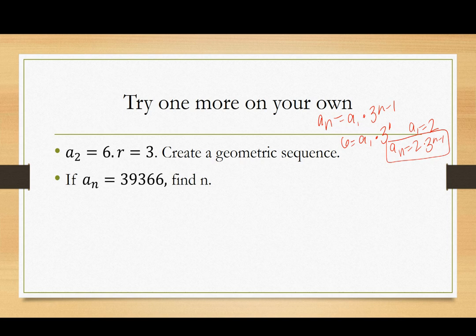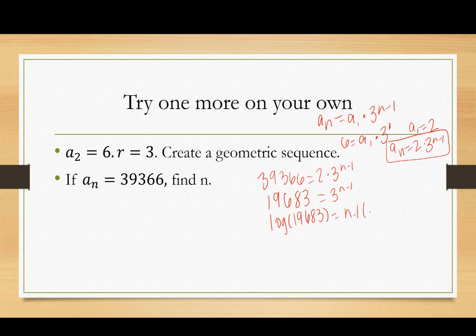Now we're going to need to find n. So we're given that AN equals 39,366, which equals 2 times 3 to the n minus 1. Divide by 2. We get 19,683 equals 3 to the n minus 1. Now, I personally don't know what 3 to what power equals 19,683, and it might take you some time to plug that into the calculator. So we might as well just use our logs.